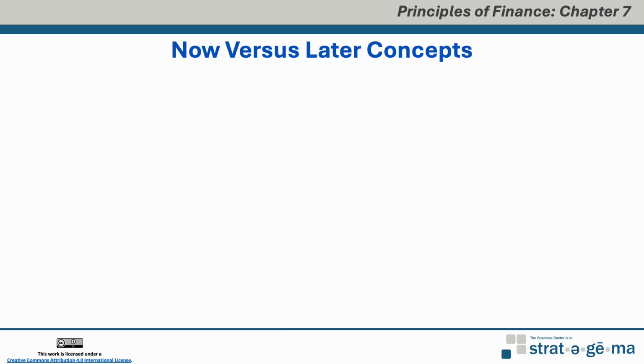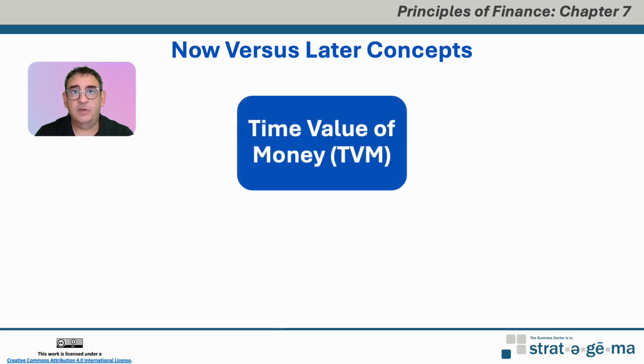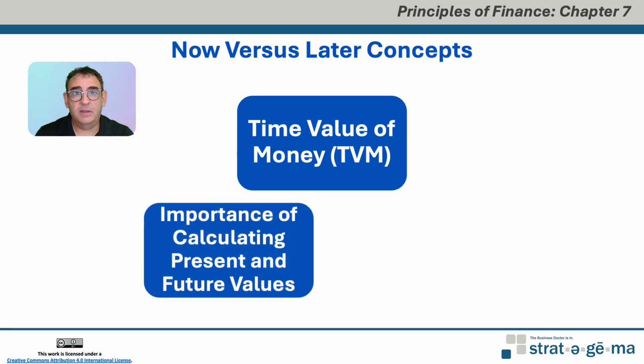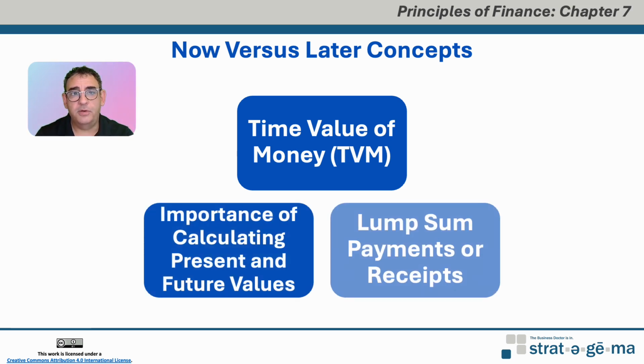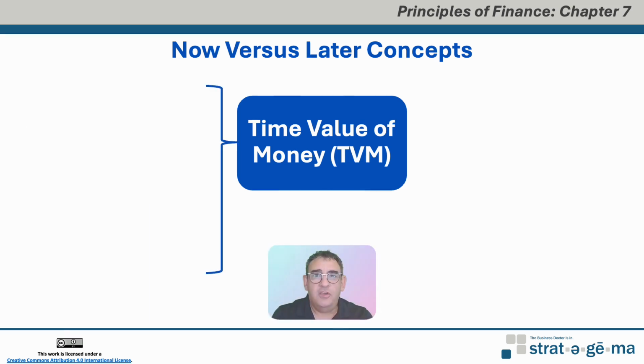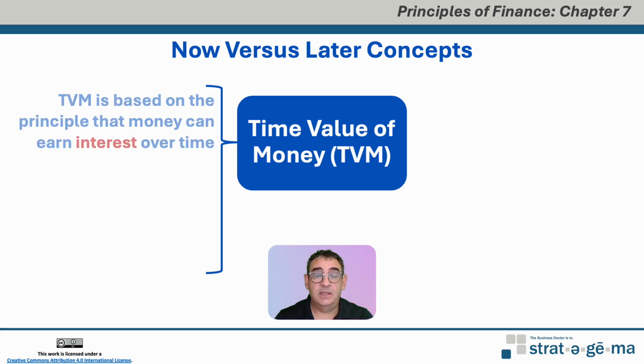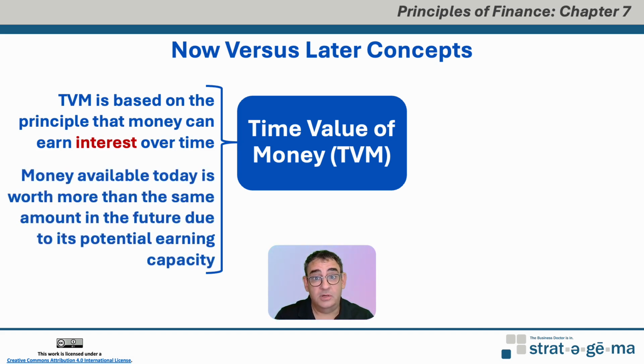So now we'll focus on three key items. First, the time value of money. Second, the importance of calculating present and future value. And third, lump sum payments or receipts. The time value of money is one of the most important concepts in finance, and it's based on the idea that money can earn interest over time, which we've just seen. Therefore, $1 today is worth more than $1 in the future because today's money can be invested to grow.